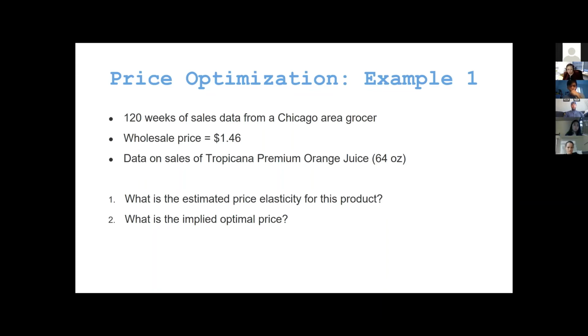And you're also told that the wholesale price to the grocer is $1.46, which means that's their marginal cost. The grocer is paying some kind of distributor $1.46 per jug, and they're going to turn around and sell it at a different price. So that's their marginal cost. If your goal is to understand what the estimated price elasticity is for this product and what the implied optimal price is, here's a market demand model that you might use to answer those two questions.